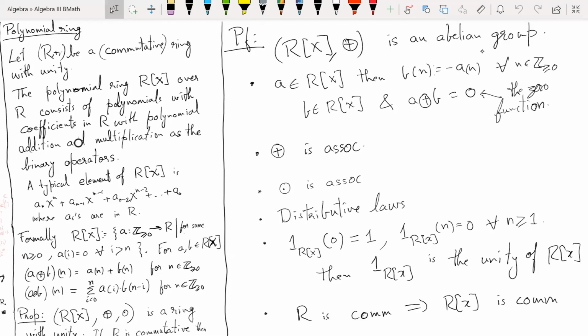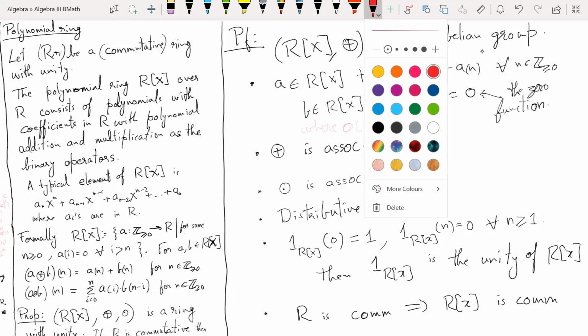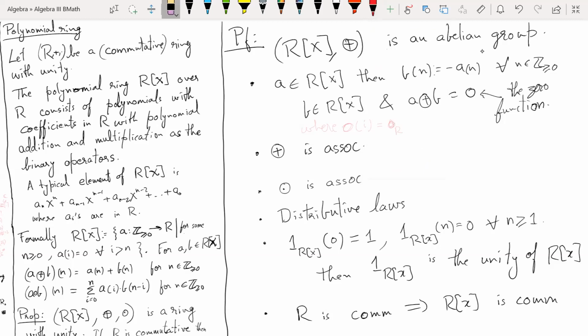I forgot to write down what this is. The zero function is the identity element. That means the function which sends any non-negative integer to the zero element of R. So zero of i is equal to zero of R. Somehow this writes very thin. Okay, let's try this. This is better. The zero function is the zero element of the ring, so it's the additive identity.